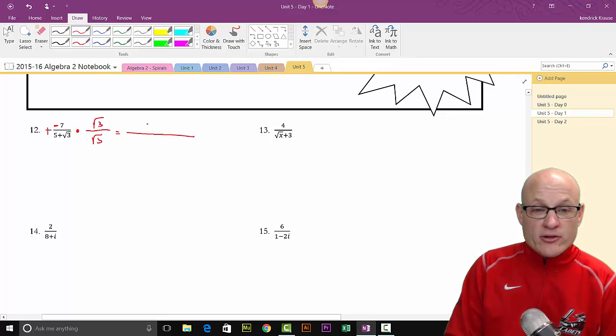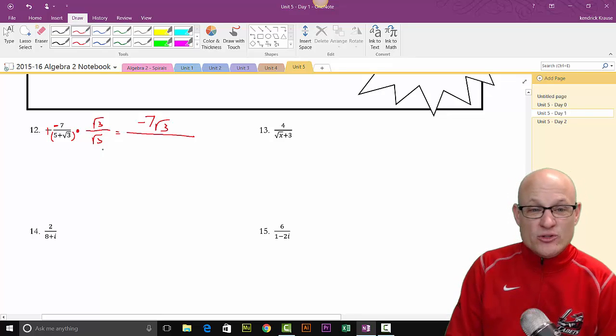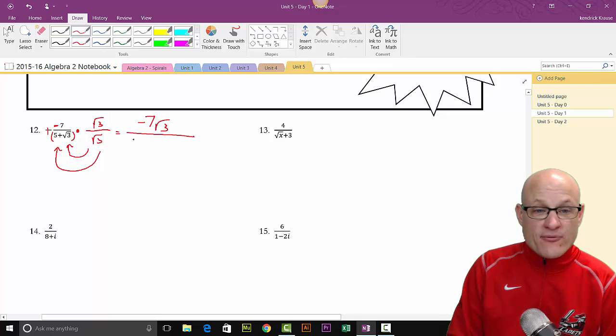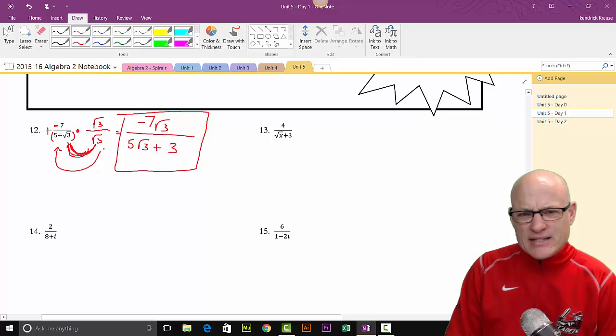And in the numerator, you get negative 7 radical 3. And in the denominator, because this is a binomial, you have to distribute. So I'm going to distribute to both of these. And I get 5 radical 3 plus 3. The reason it's 3 is because when these two multiply together, they get positive 3. Well, did that fix my problem? I still have a radical in the denominator, and you're not allowed to have a radical in the denominator.